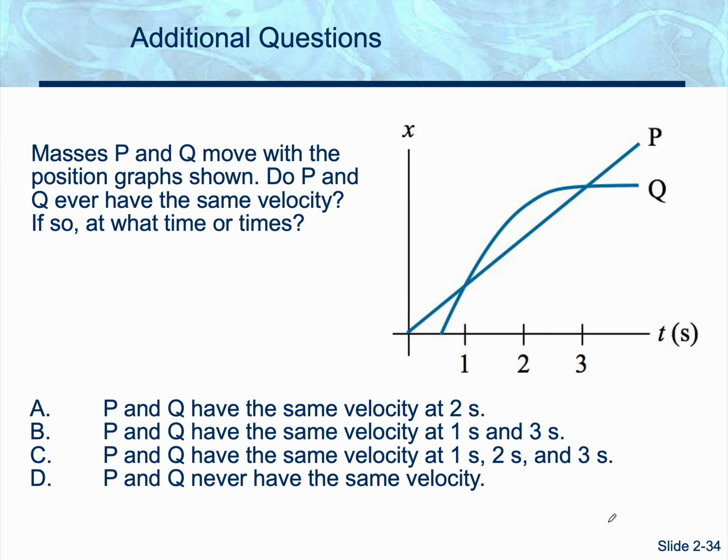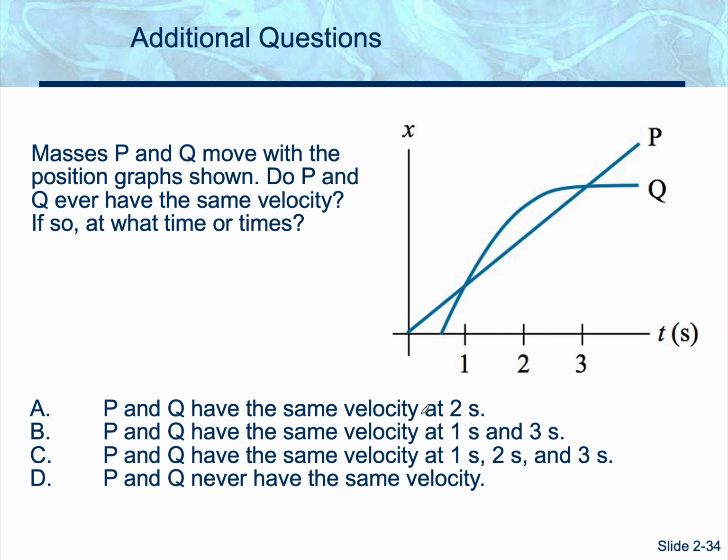Take a look at this question. This one's actually an AP level question. This time, kind of similar in a lot of ways. We've got masses P and Q. Here's the question, do P and Q ever have the same velocity? And if you think about it, same velocity would be, they would have the same slope at some time or times. And if you look at this, we have multiple choice answers.